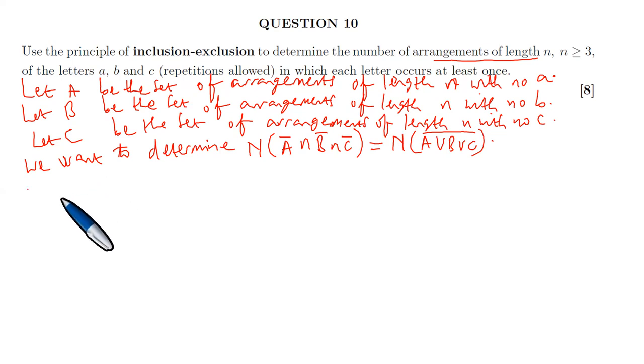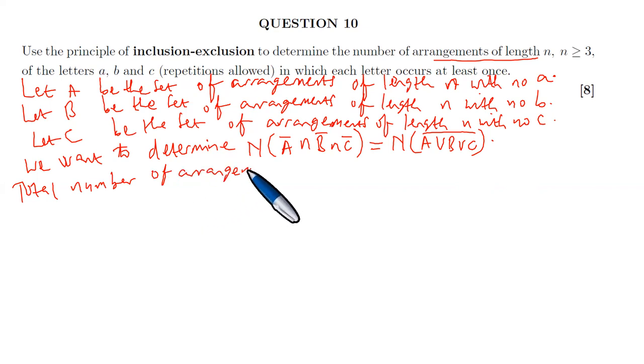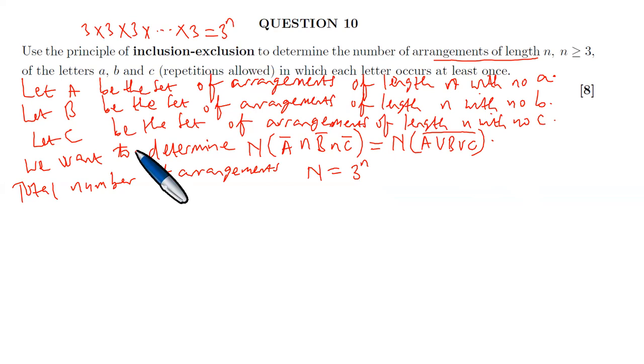But what is the total number of arrangements? There are three letters here, so it's 3 to the power n, 3 by 3 by 3 by 3. Because if you have these three letters, the first letter can be chosen in three ways, in an arrangement of length n. For the second one, you have three choices. We need to do this until n, so we have 3 to the power n ways.